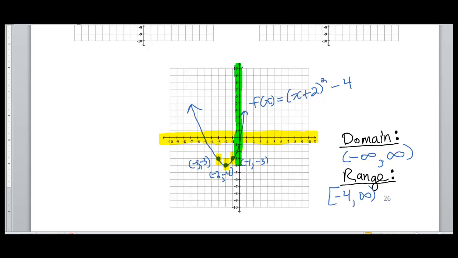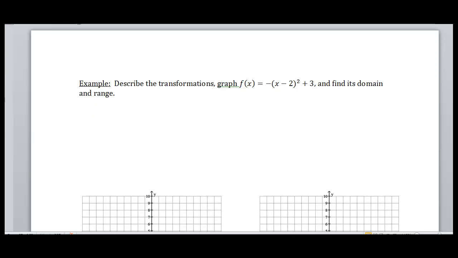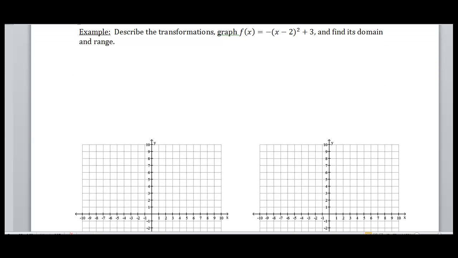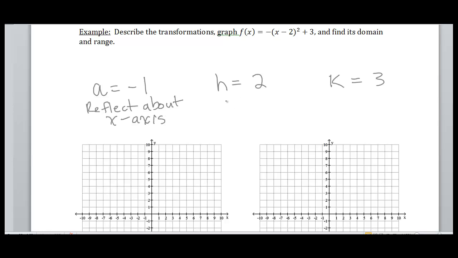Let's look at one more example. We're going to look here at f of x equals -(x minus 2) squared plus 3, and we're going to go through that same process. For instance, my a in this example equals -1, my h is 2, and my k is 3. This a equals -1 tells me to reflect about the x-axis. H equals 2 means to go right 2 units. And k equals 3 tells me to go up 3 units.